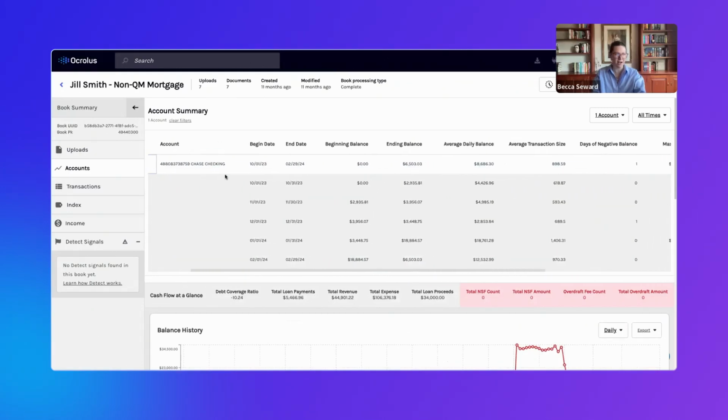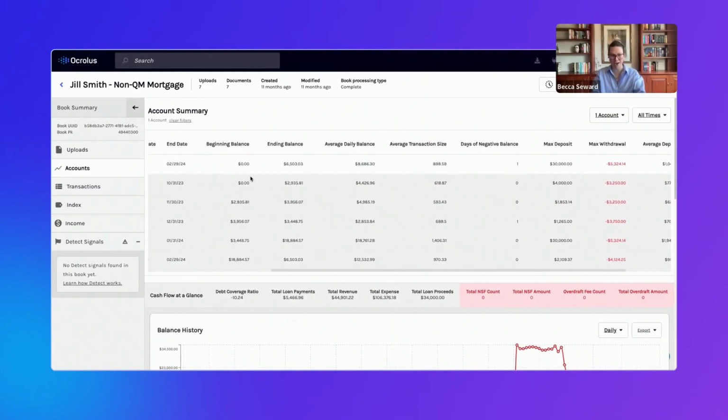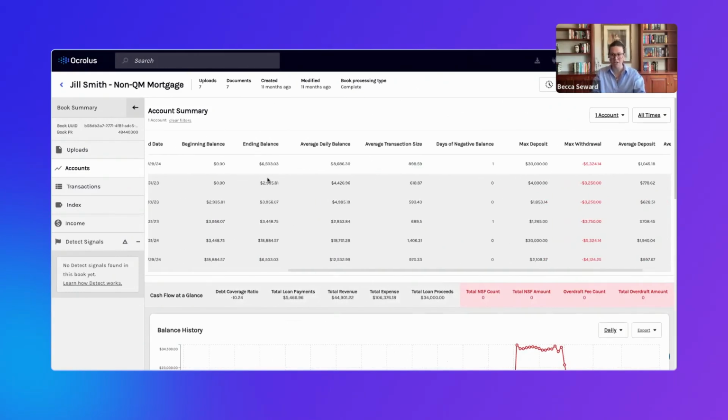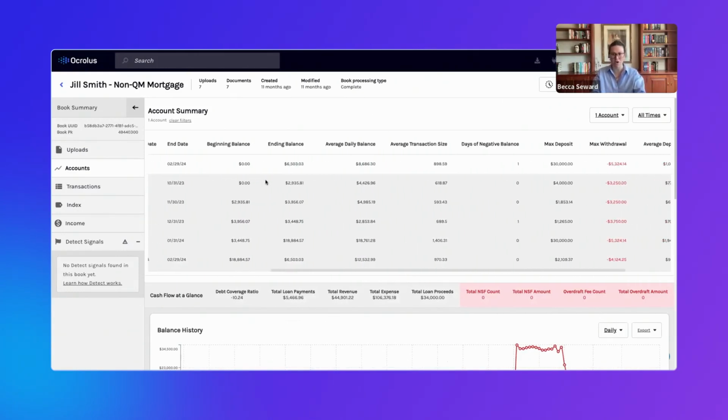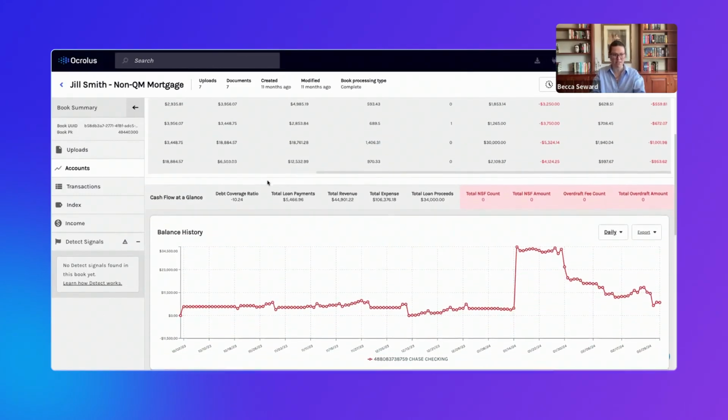And in this account summary table, I can see quick details about the borrower's beginning and ending balances across those 5 statements, what their average daily balance is, things like the days of negative balance, the max withdrawal amount, etc., just to give you key insights on the bank statement details across those 5 statements.